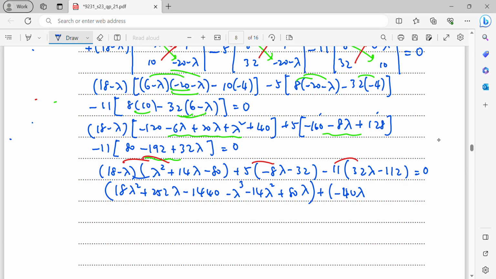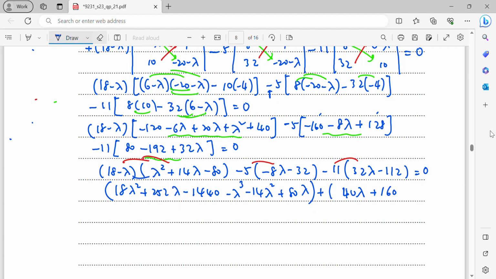Okay, wait, I made a small mistake. This one is supposed to be minus because here is minus 5. Okay, here is minus 5. Here minus. This one is minus. So here, when I expand, I will get positive 40 lambda. And then it will be plus 160. Okay, when you do expansion for this, it will be plus 160.